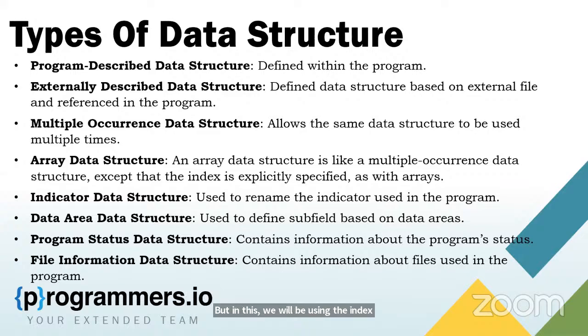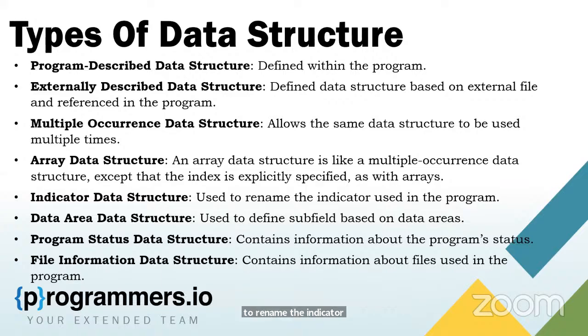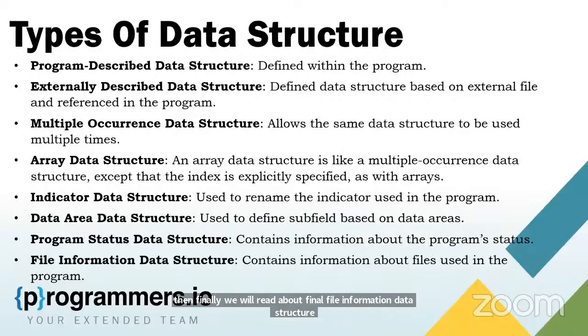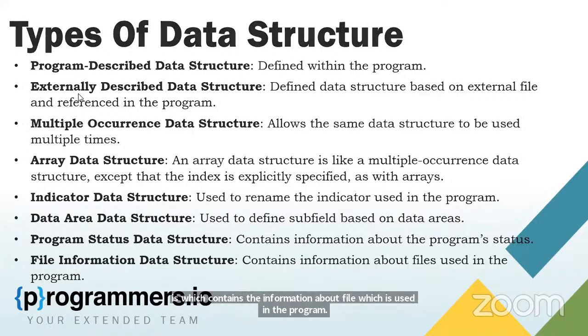Then we will go with indicator data structure, which is used to rename the indicator in the program. Then we have data area data structure, which is used to define subfields based on the data area values. Then we have program status data structure. As the name describes, it contains the information about the program status. Finally, we will read about file information data structure, which contains the information about the file which is used in the program. So let's see this in detail.